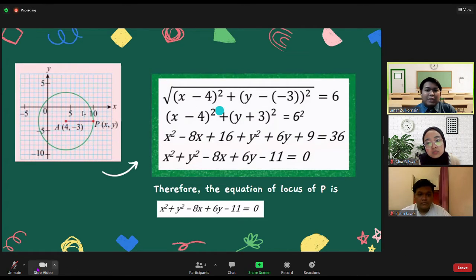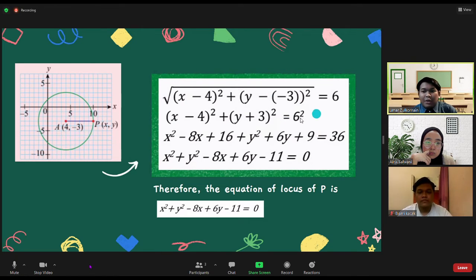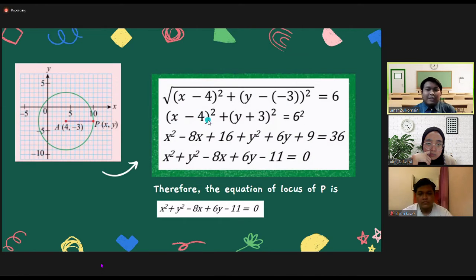So remember the equation given: the square root of (x minus x1) to the power of 2, so x1 is 4, plus (y minus y1) to the power of 2, where y1 is negative 3, equals r. R is the distance, which is 6. You can eliminate the square root by transferring it to the right side, and you will have (x minus 4) to the power of 2 plus (y plus 3) to the power of 2 equals 6 to the power of 2.